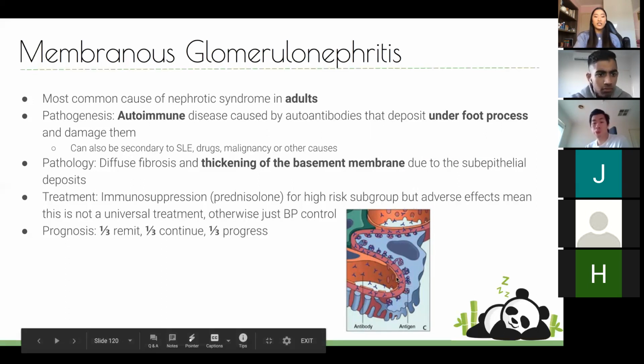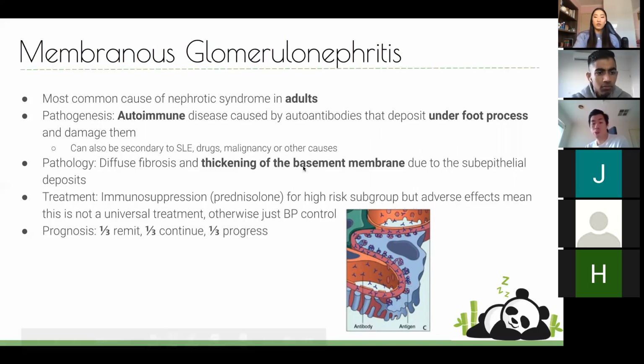But the classic finding is diffuse fibrosis and thickening of the basement membrane. Again, if you think about the name, it kind of makes sense. It's called membranous glomerulonephritis. So it makes sense it will also affect the membrane, but it's a nephrotic syndrome.